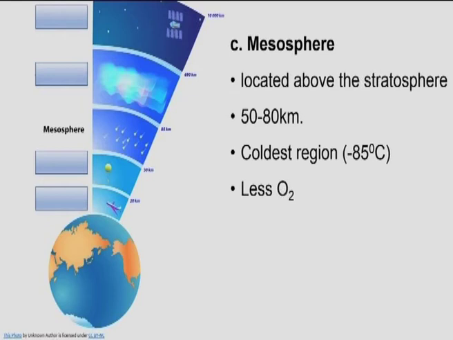Now we will go into the mesosphere, which is the third layer of the atmosphere. It is located above 50 kilometers, ranging to about 80 kilometers. The mesosphere is said to be the coldest region of the atmosphere because it has very few gases like oxygen and others.